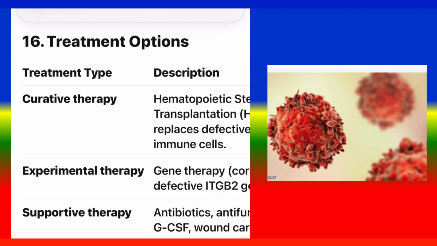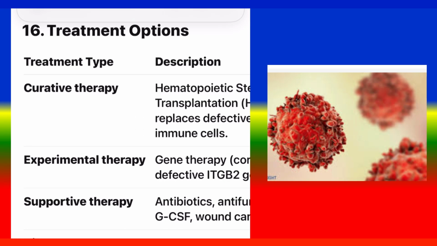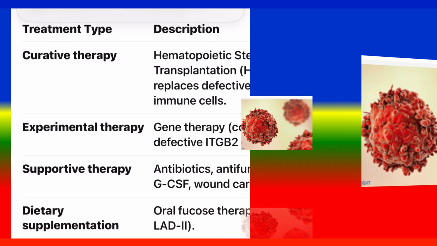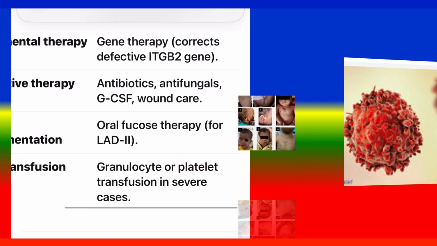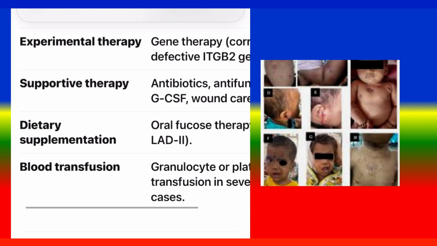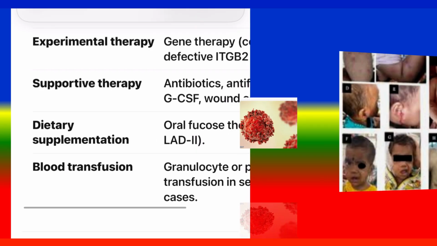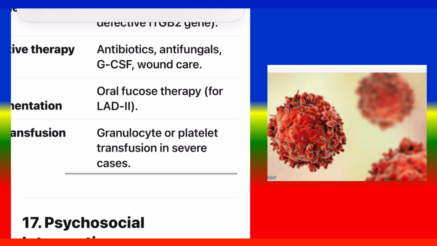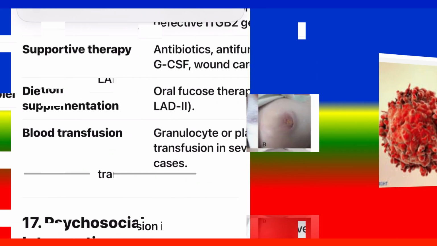Number 16. Treatment options. Curative therapy: hematopoietic stem cell transplantation, HSCT, replaces defective immune cells. Experimental therapy: gene therapy corrects the defective ITGB2 gene. Supportive therapy: antibiotics, antifungals, G-CSF, wound care. Dietary supplementation: oral fucose therapy for LAD-2. Blood transfusion: granulocyte or platelet transfusion in severe cases.